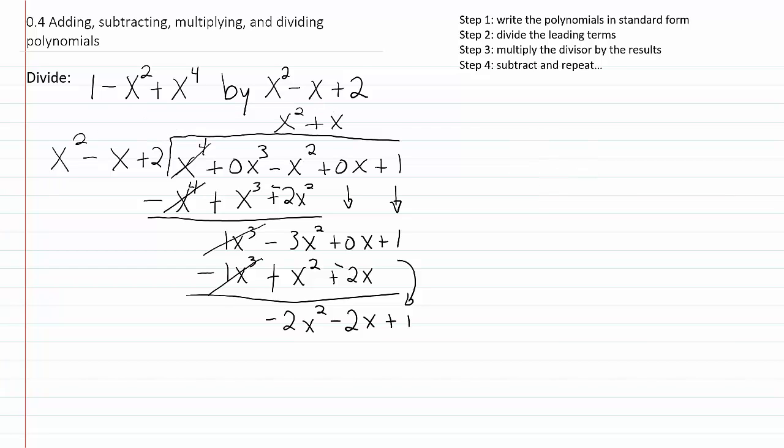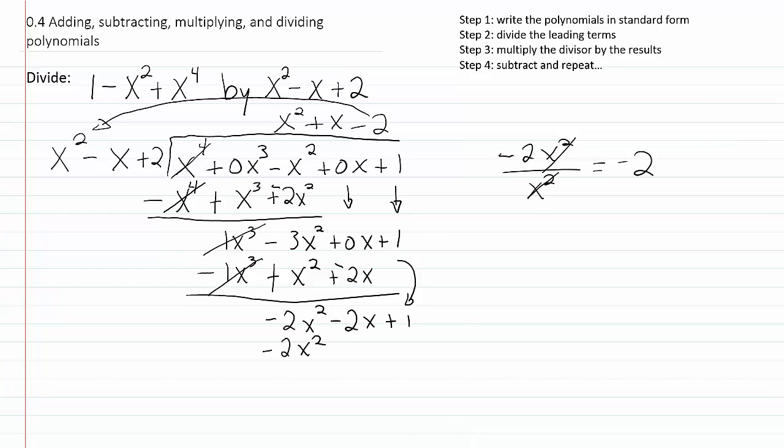Okay, so our last step is to say what happens when we divide negative 2x squared by just x squared. Well, of course, the x squareds will cancel out, leaving you just minus 2, which means that minus 2 will go up here, and then we distribute that negative 2 into our divisor. So negative 2 times x squared, of course, is negative 2x squared, and negative 2 times negative x is going to give you positive 2x, so plus 2x, and then lastly, negative 2 times a positive 2 is going to give us negative 4. So we'll draw our line and change our signs, right?